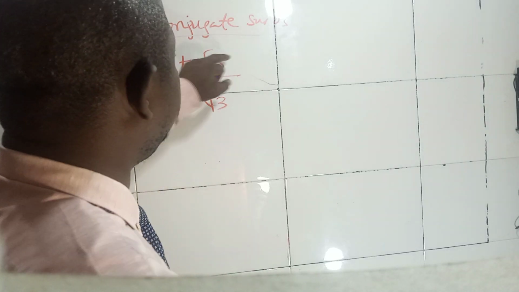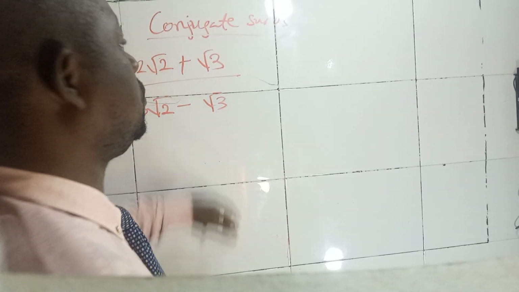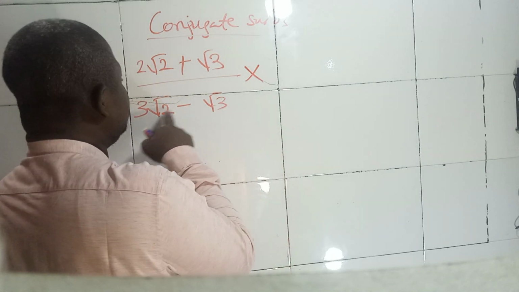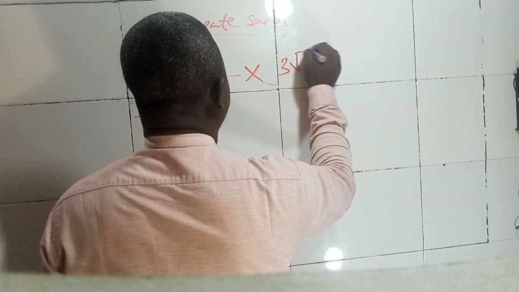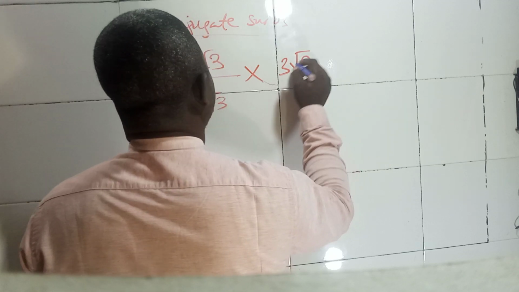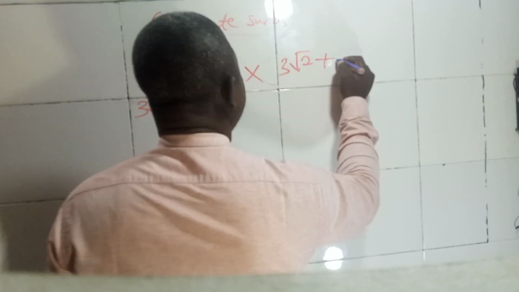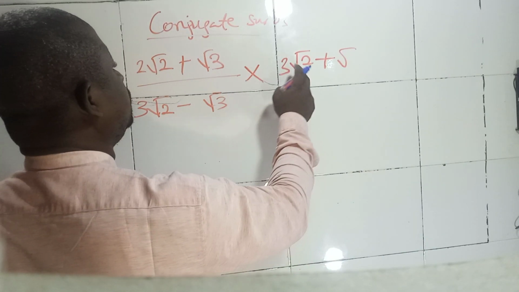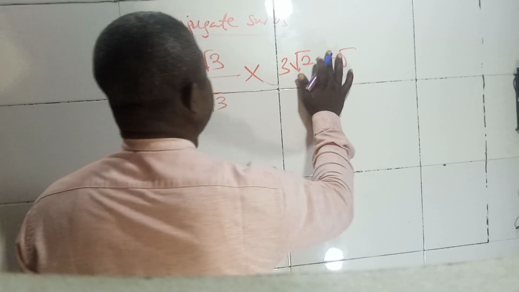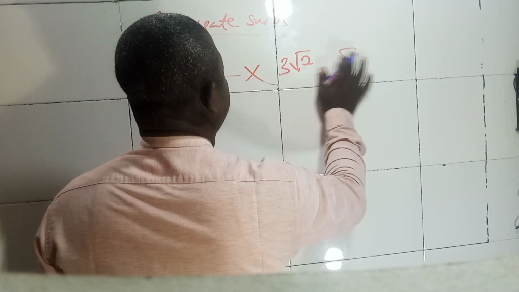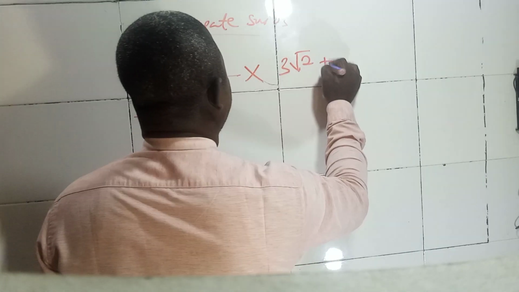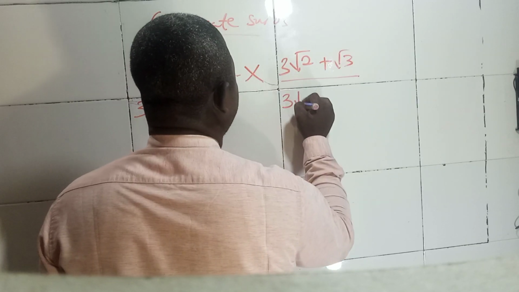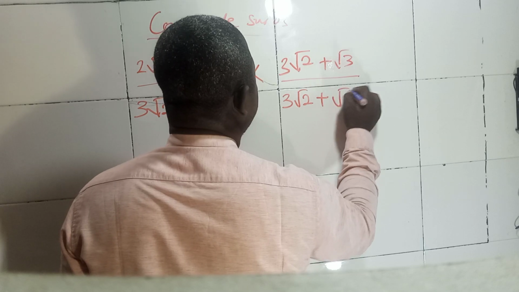You multiply both the numerator and the denominator by the denominator, but the sign must be reversed. So we have times (3√2 + √3) all over (3√2 + √3).